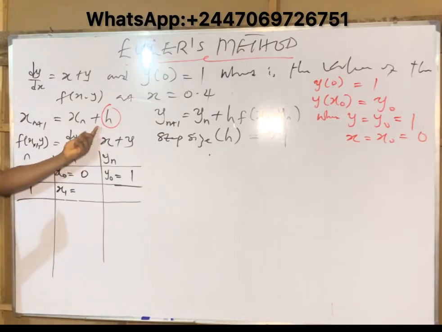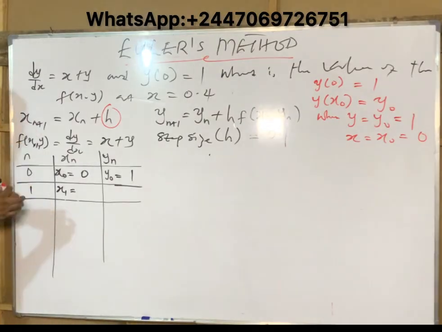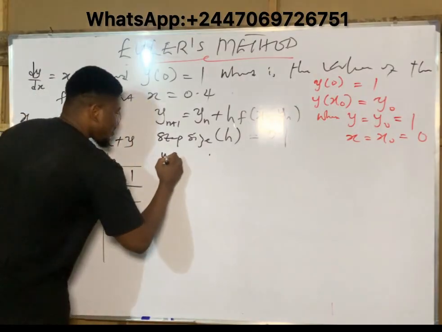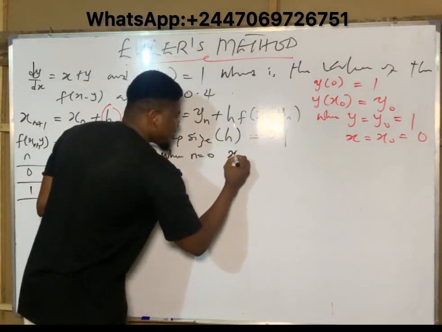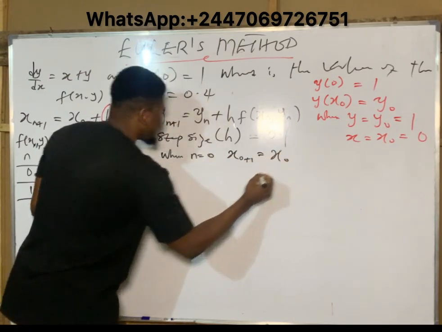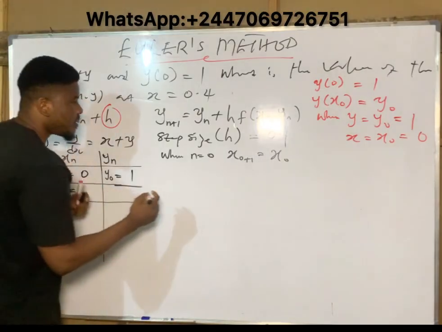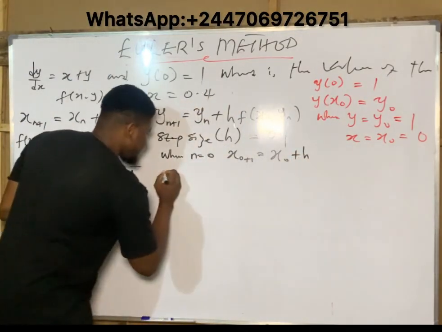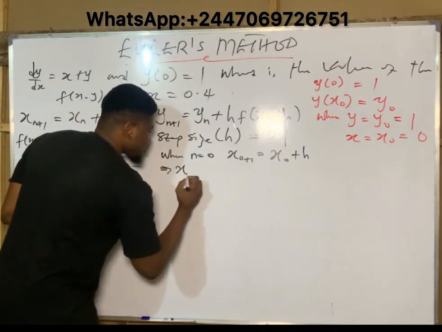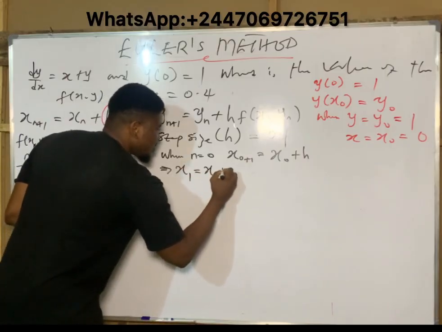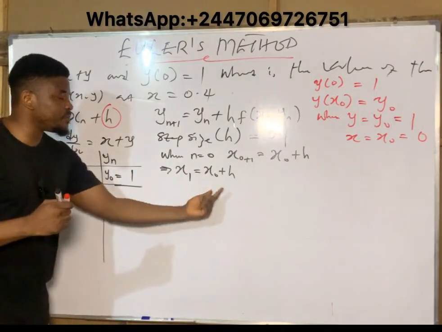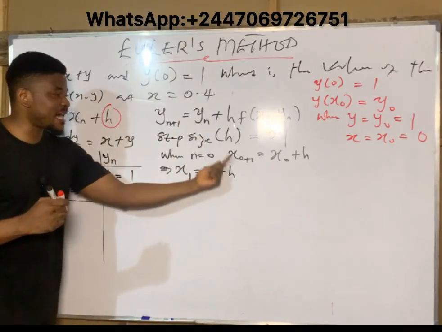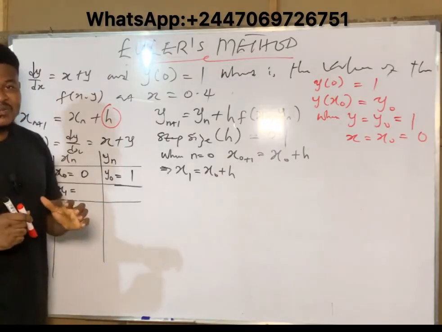the step size. So to get my x1, it means I'm going to be putting n equal to 0. From this equation, this becomes x0 plus 1 equals x0, in place of n is 0, plus h. So that simply means that our x0 plus 1 now becomes x1, and that's equal to x0 plus h. So this means to get the next value, I will simply impute the previous value into the equation for x and add the step size. Meanwhile, the step size remains constant and doesn't change.